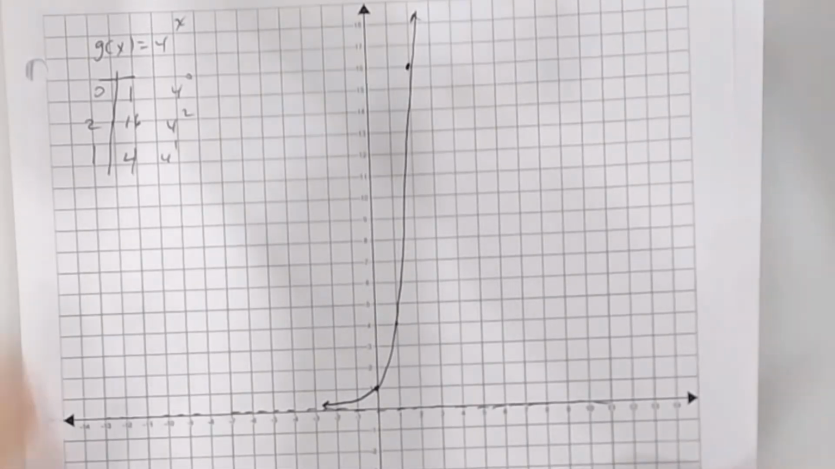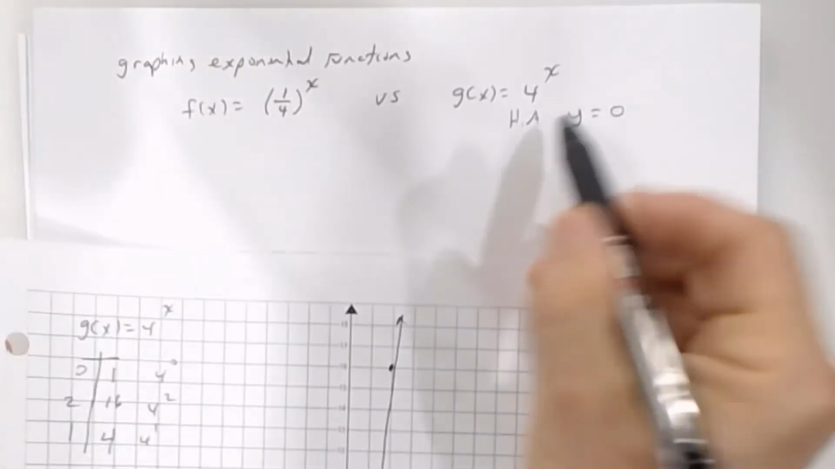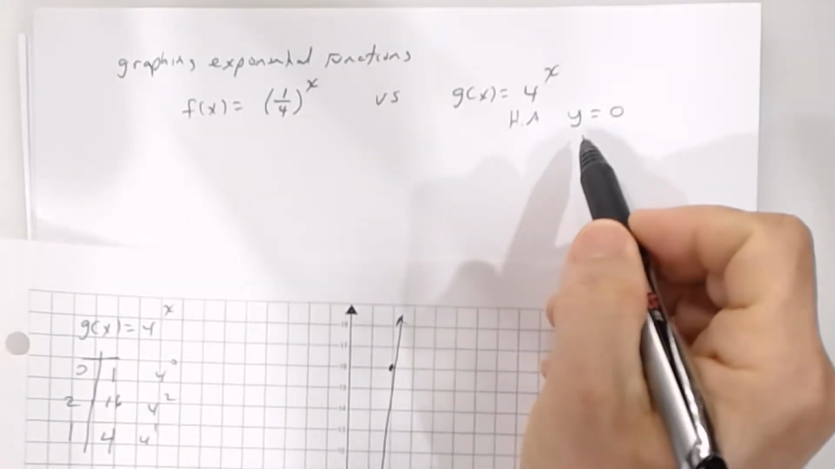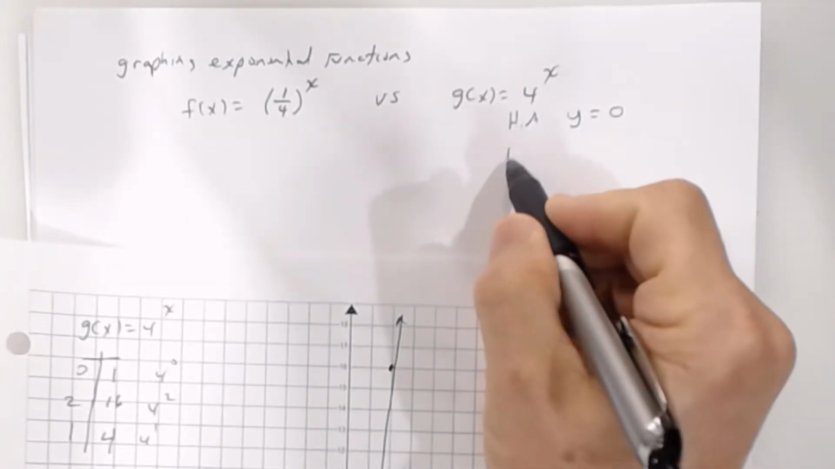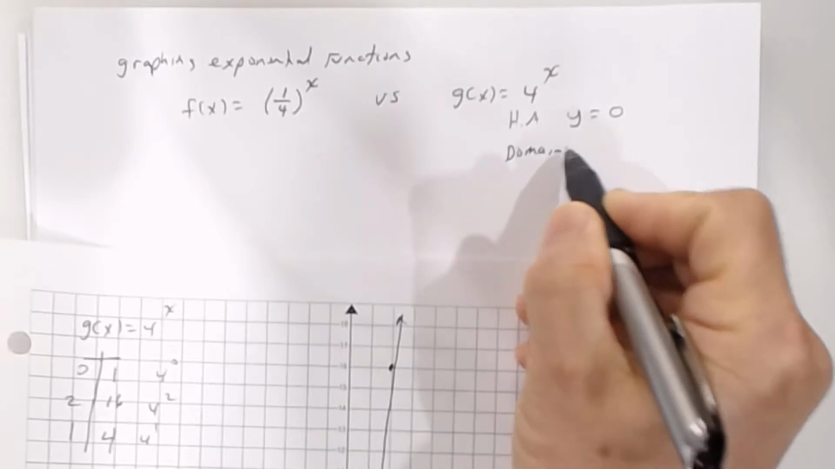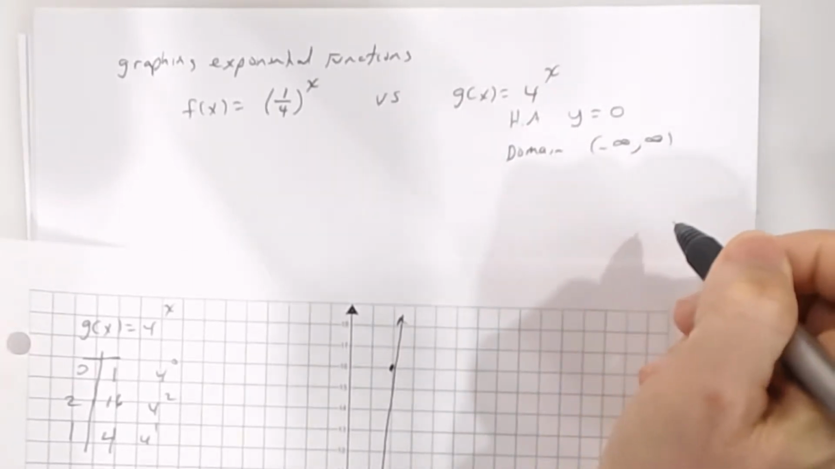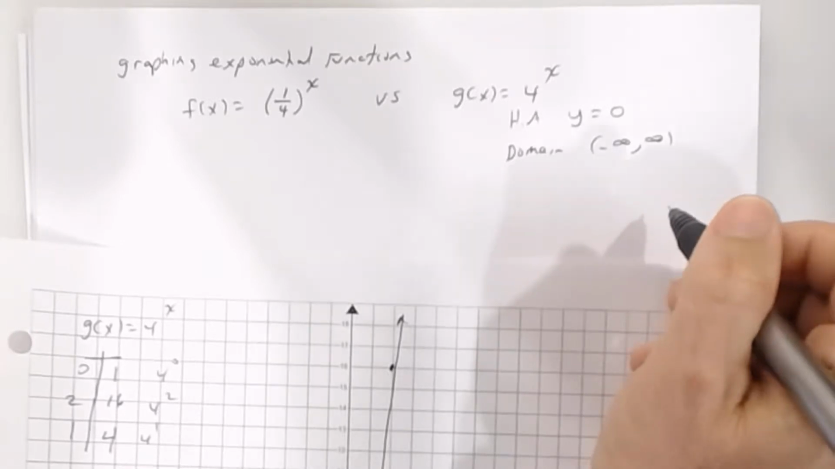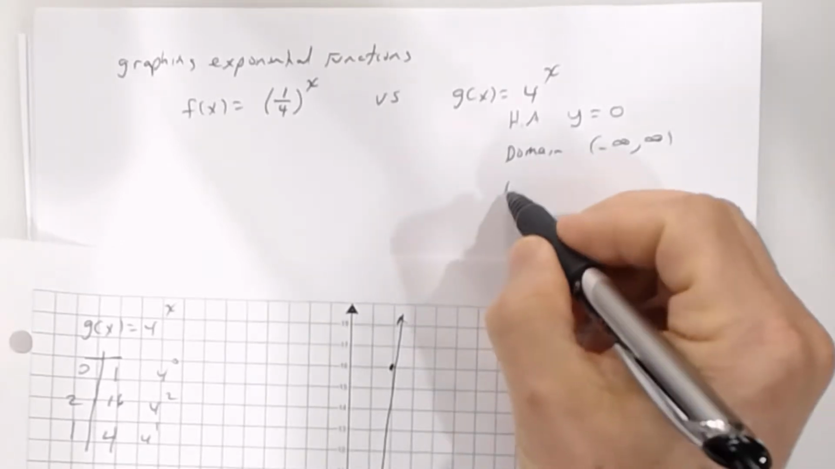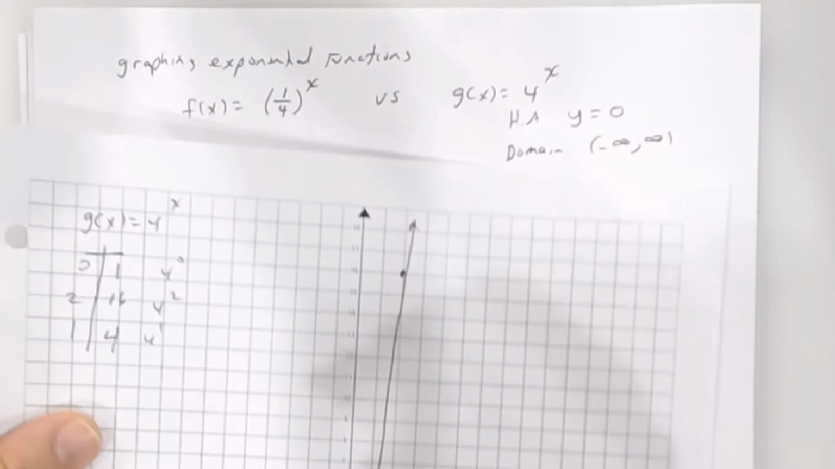Now, you're also going to be asked this, though. You will be asked the horizontal asymptote, you're going to say what? Y equals 0. Domain, you're going to say what? In fact, for all exponential functions, what's the domain? Negative infinity to infinity. The range, now use the graph to help you with the range.